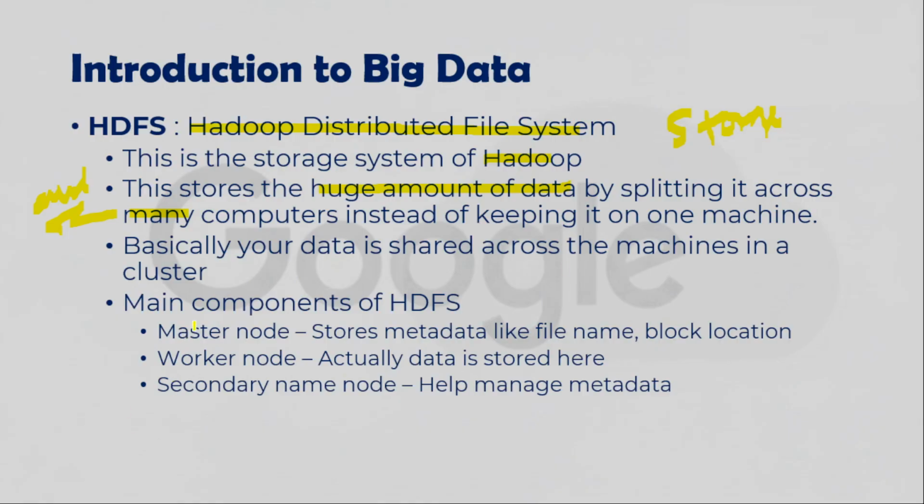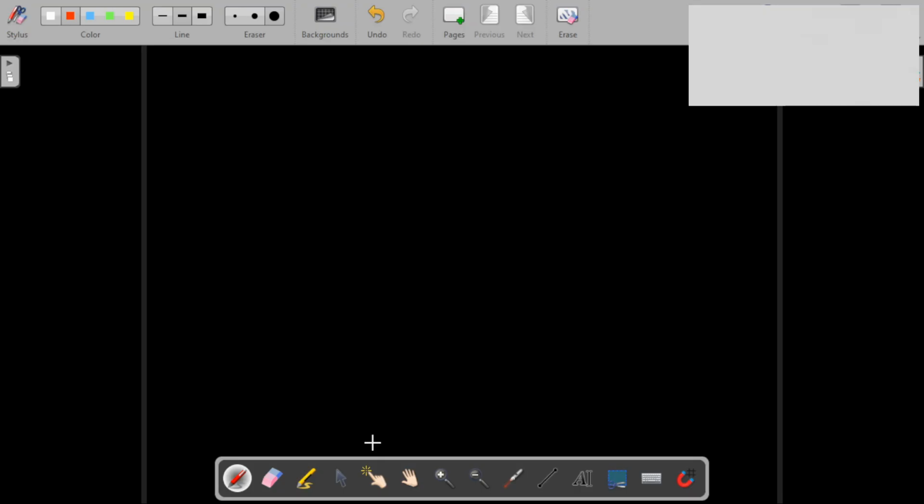The major components of HDFS are the master node, worker node and secondary name node. The master node stores metadata like file name and block location. Just remember this point. On the worker node, the actual data is stored. How it stores the data, we will see. Let's move to the blackboard and understand the working principle of HDFS.